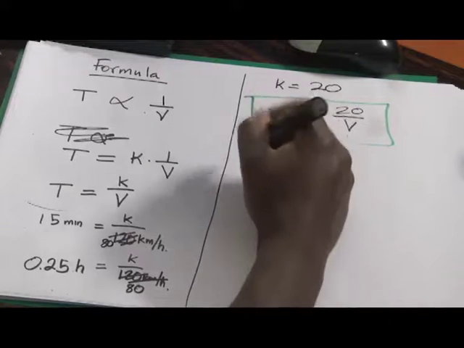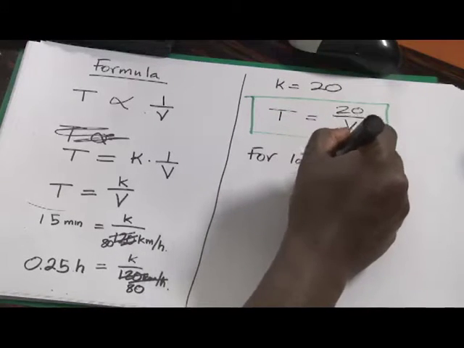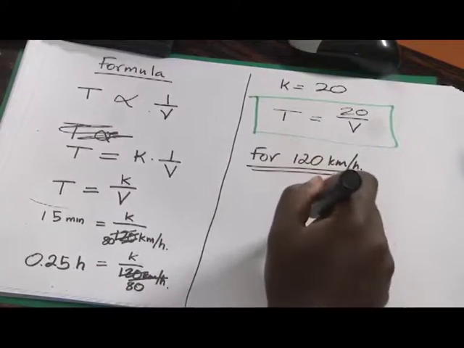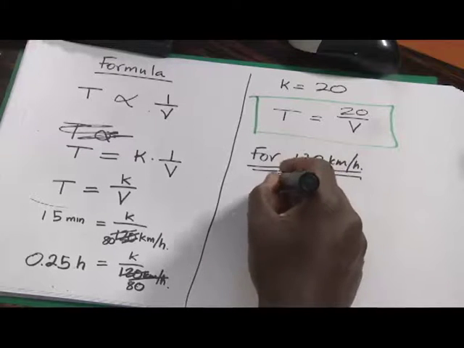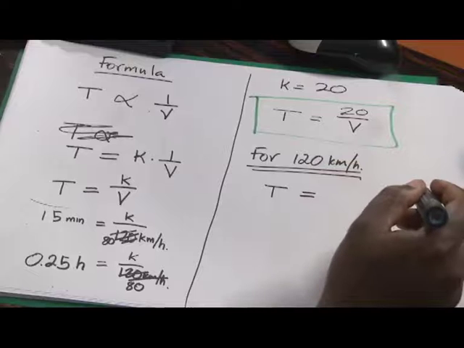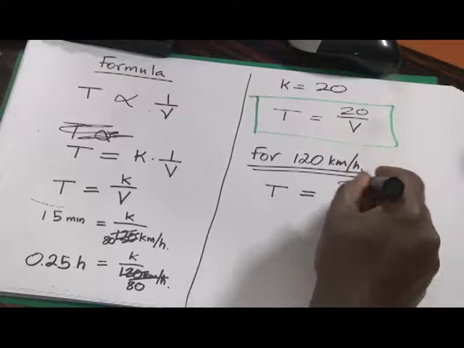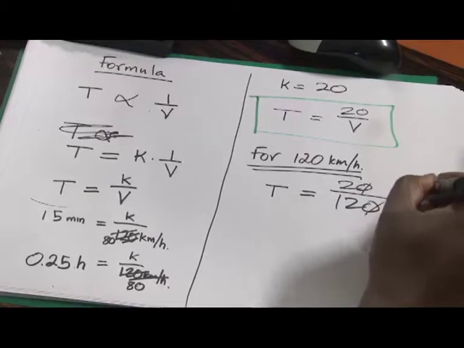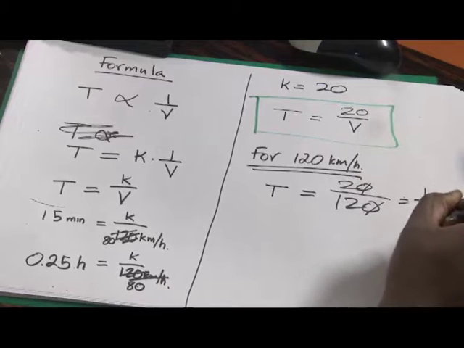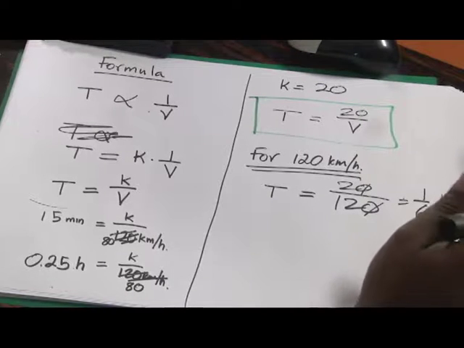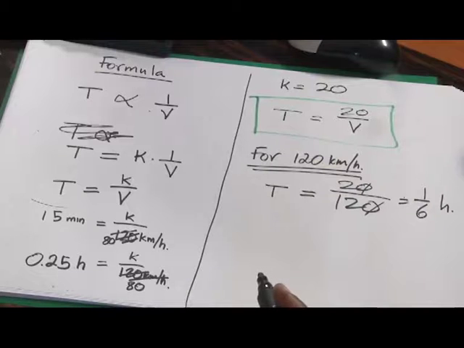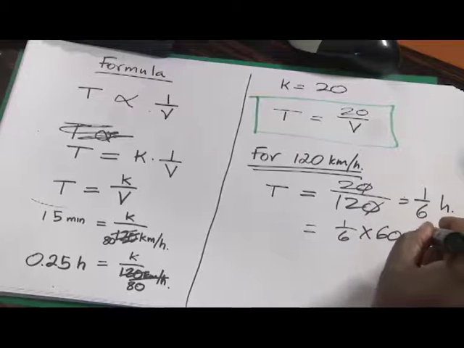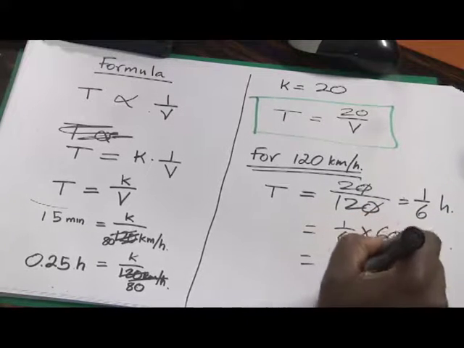Now I want to find out for 120 kilometers per hour, how long will I take? That is the question, so I just plug it into the formula. T is what I want to find out. 20 divided by 120, so I work this out: 1 over 6. It must be in hours. What is 1/6 of an hour? It will be equal to 1/6 times 60, because you want to convert it into minutes, which gives us 10 minutes.